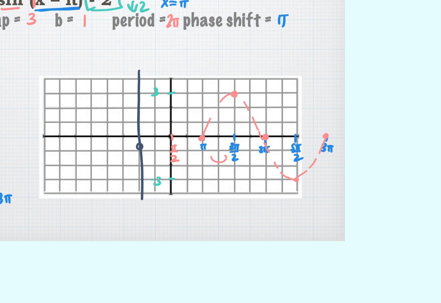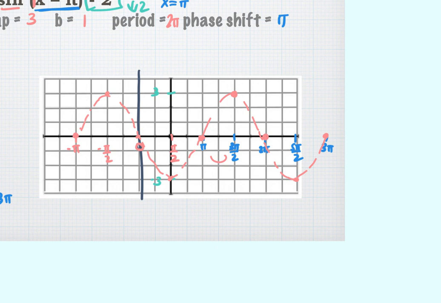But then that means the next key point would be 0. The next key point would be negative pi over 2. The next key point would be negative pi. They share the middle one, so you only need to find 4 more. And then that sine curve does the same thing. Starts at 0, goes up, down, down, up. Now there's the second cycle of pi, of sine. That's 2 full cycles, which is what your quiz is going to ask for.